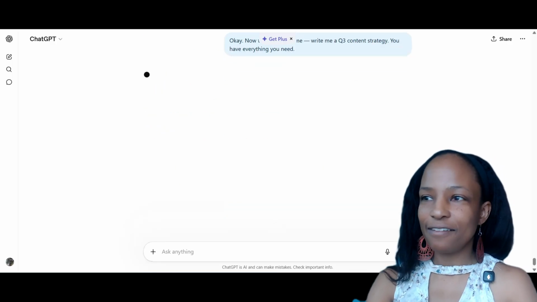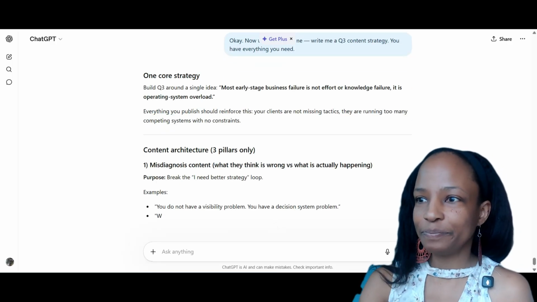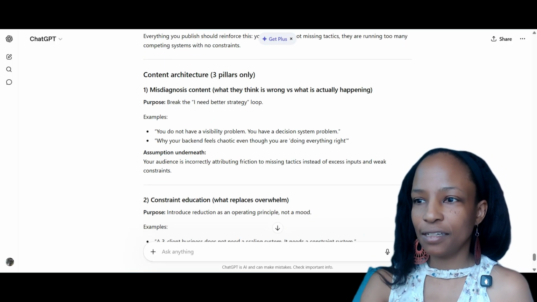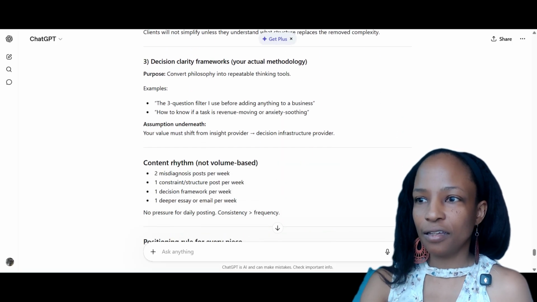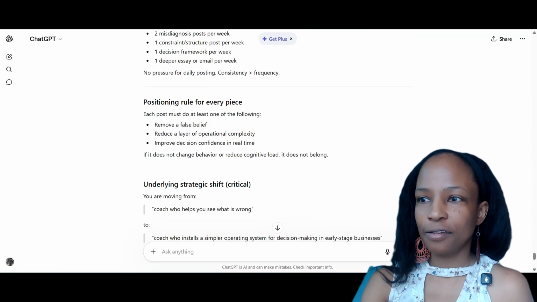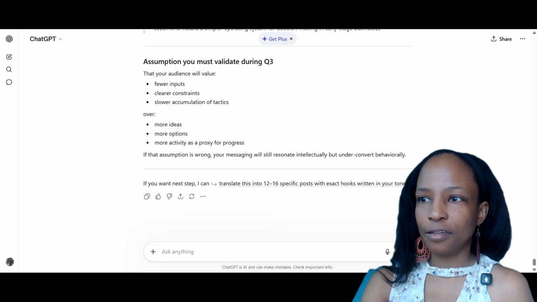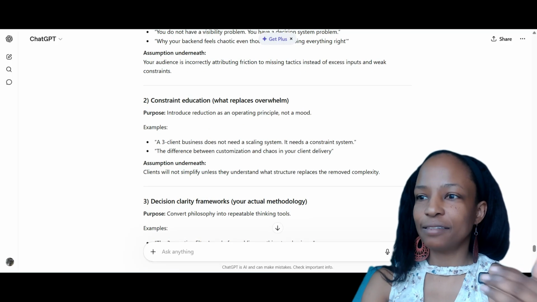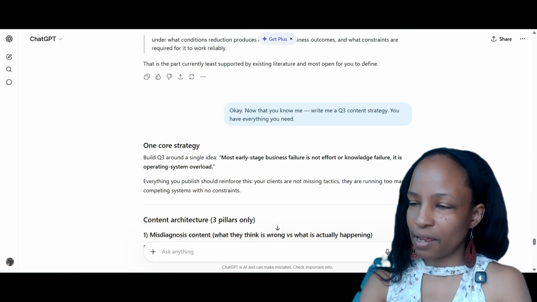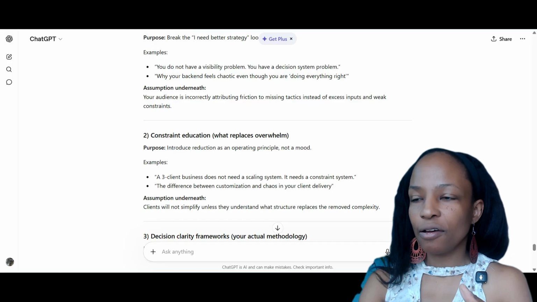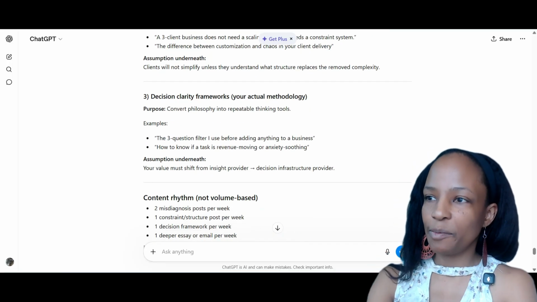So here is the grand finale, right? And we should get something better. Okay. So we said under 300 words. I think this is under 300 words. So we get a pretty good strategy.